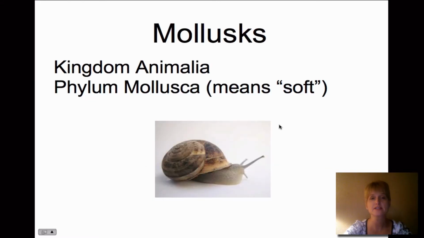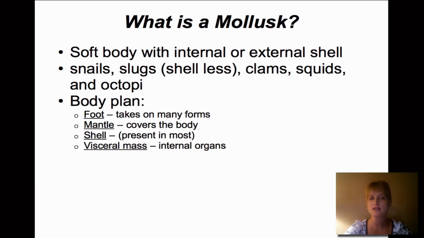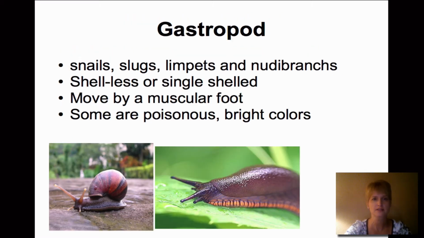All right, the next one is the mollusks, and mollusks means soft. So a mollusk is a soft body. It has an internal or an external shell. So we have snails and slugs, squid, octopus. The body plan, really, it has a foot and a mantle that covers the body. Most of these animals have a shell, except for slugs. And then there's this visceral mass, which is just the internal organs.